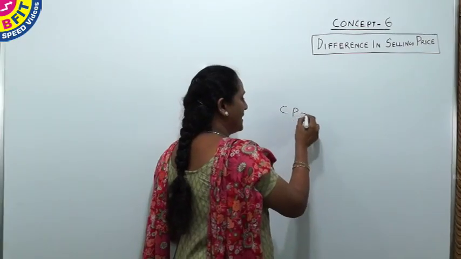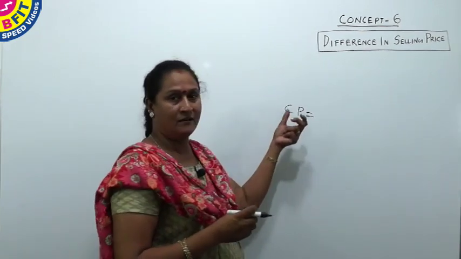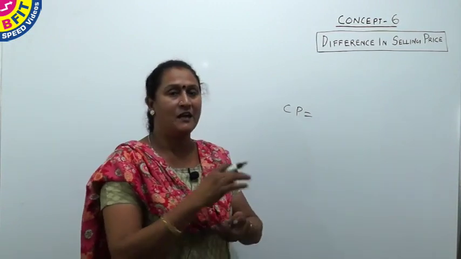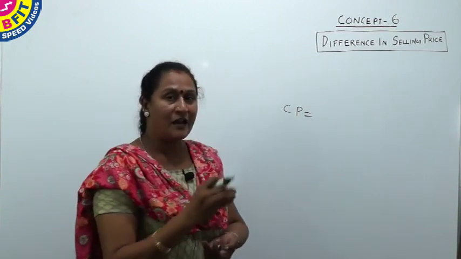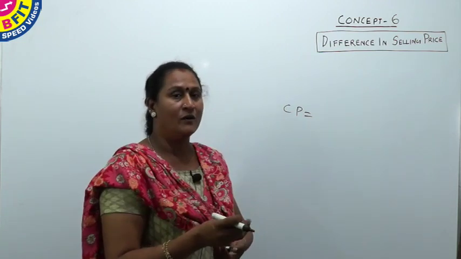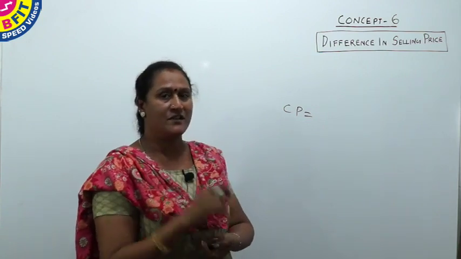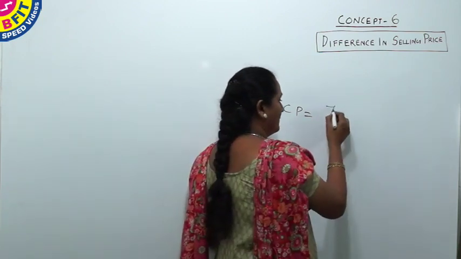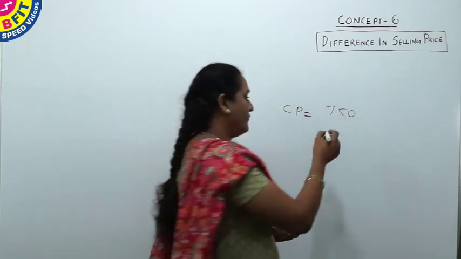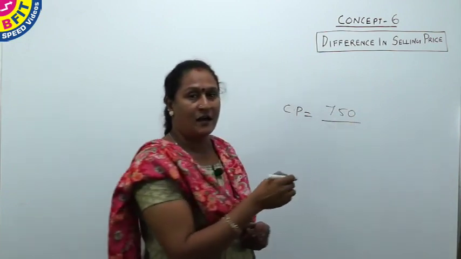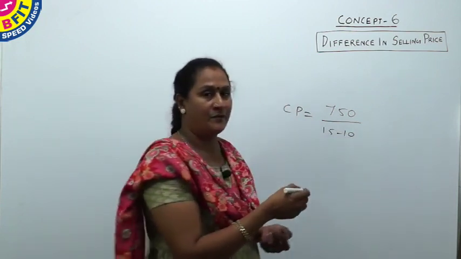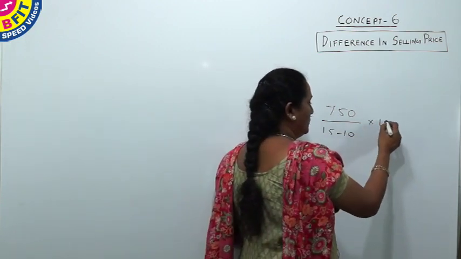So cost price is asked. Just by applying the difference in selling price divided by the difference in profit percent, into 100, we can get the cost price. He would have gained 750 more implies that if he had sold for 750 more, that 750 value is the difference in selling price. So what is the difference in profit percent? One is 15% profit and the other is 10% profit, so subtract the profit percents, into 100.